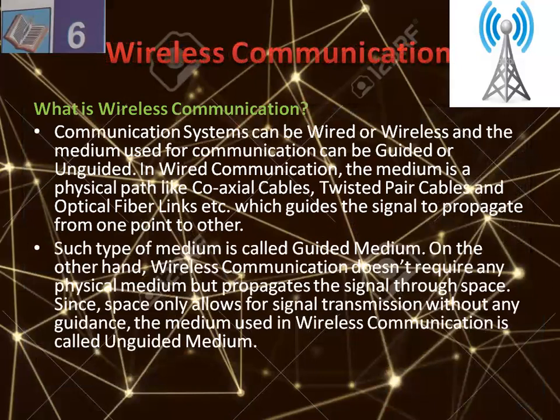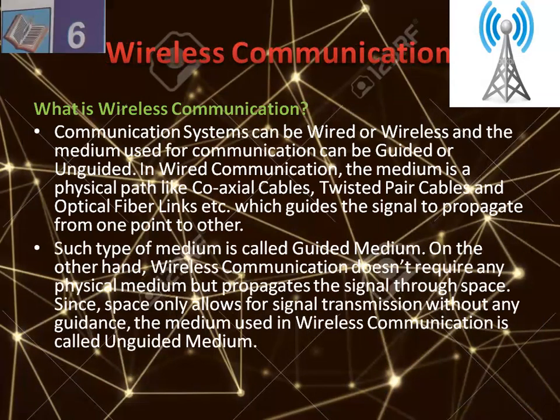So what is wireless communication? A communication system can be wired or wireless, and the medium used for communication can be guided or unguided. And if you remember, in the previous lecture we discussed guided media and unguided media. So here, the communication system can be wired or wireless, and the medium used for communication can be guided or unguided.